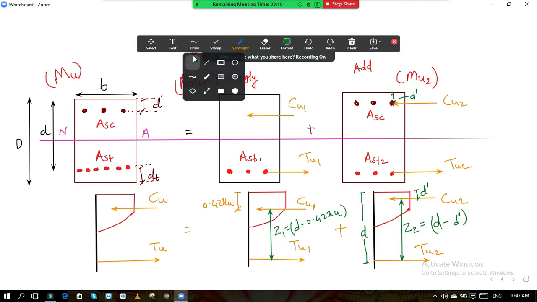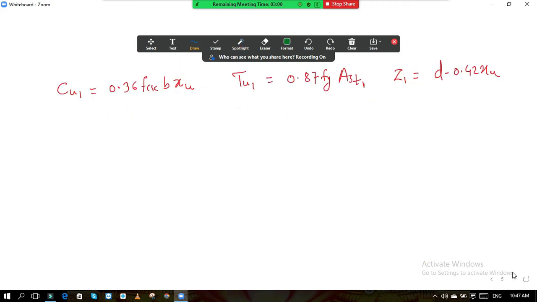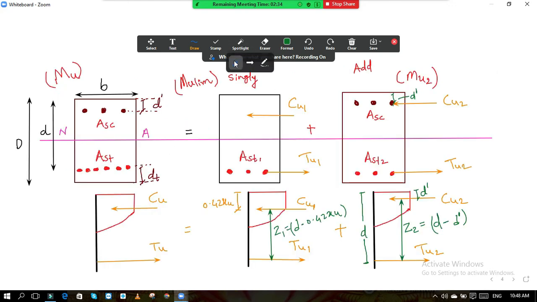Now see here. We want to calculate Cu2. So what is Cu2? We will go by the general formula. Cu is nothing but the compressive force. The compressive force is again stress into area. Basic formula, we will go from basic. Force is nothing but stress into area. Now Cu2 is equal to, what is the stress? So see that Cu2 is acting over here.